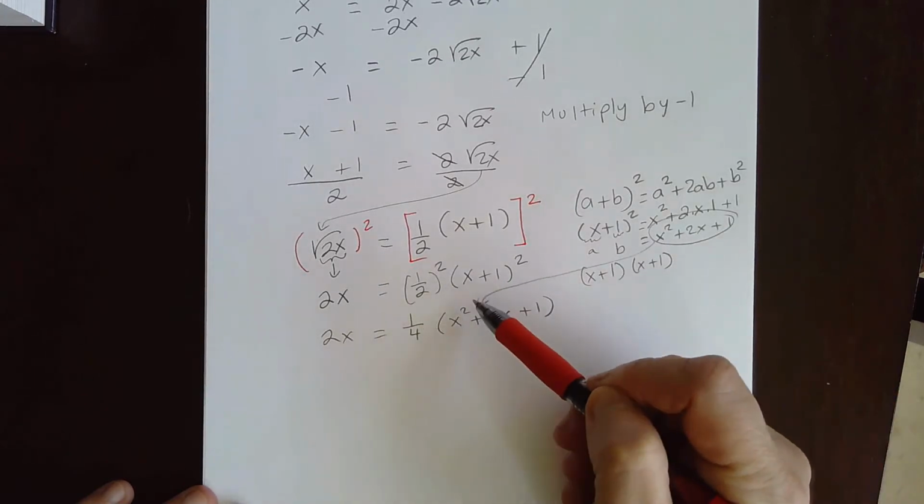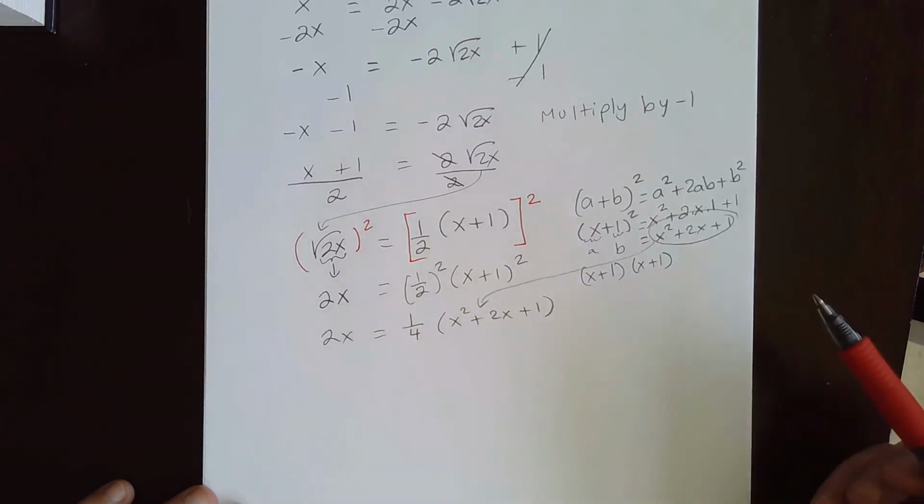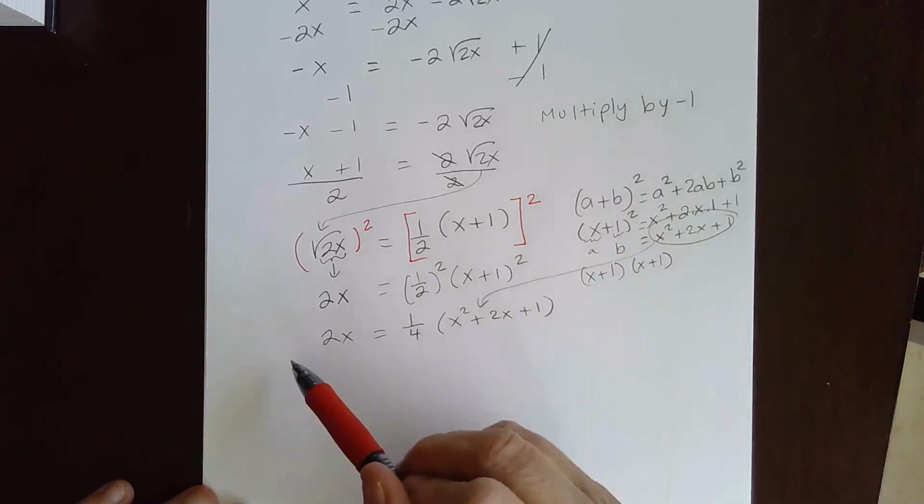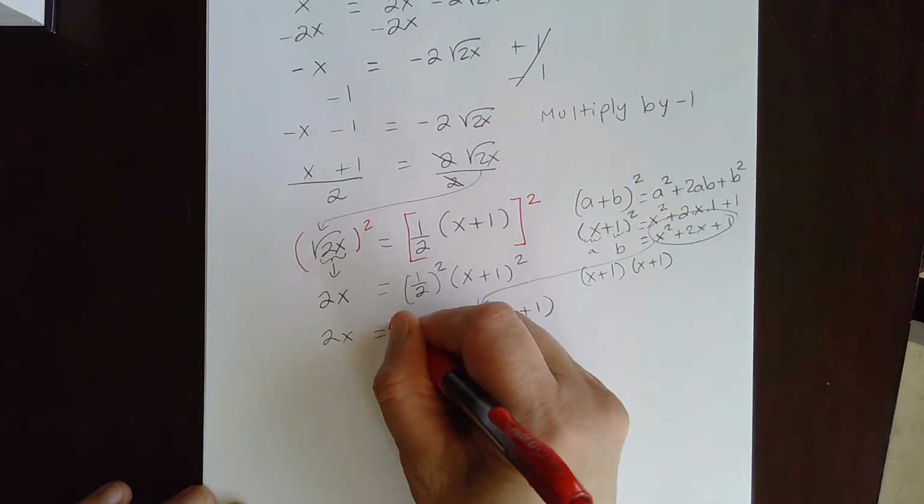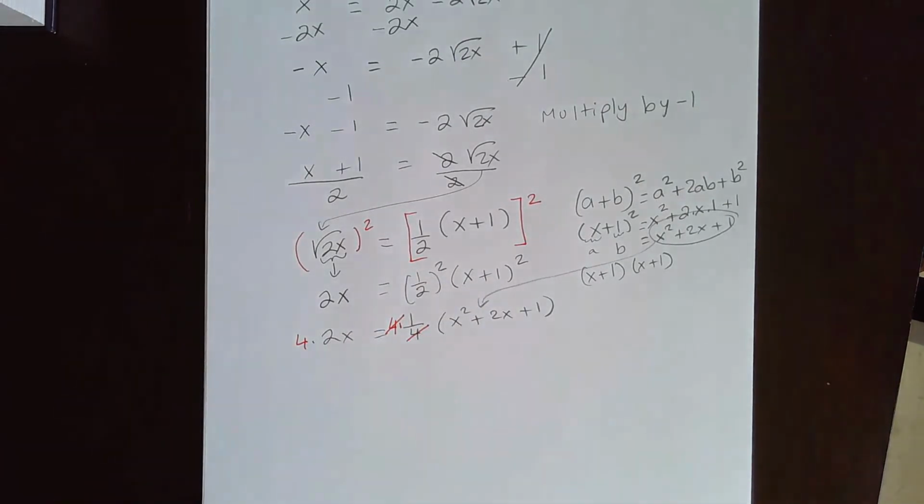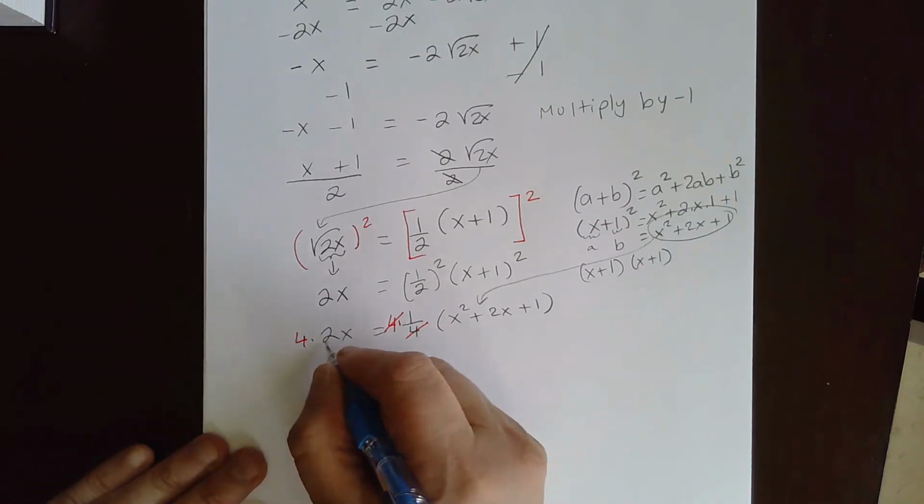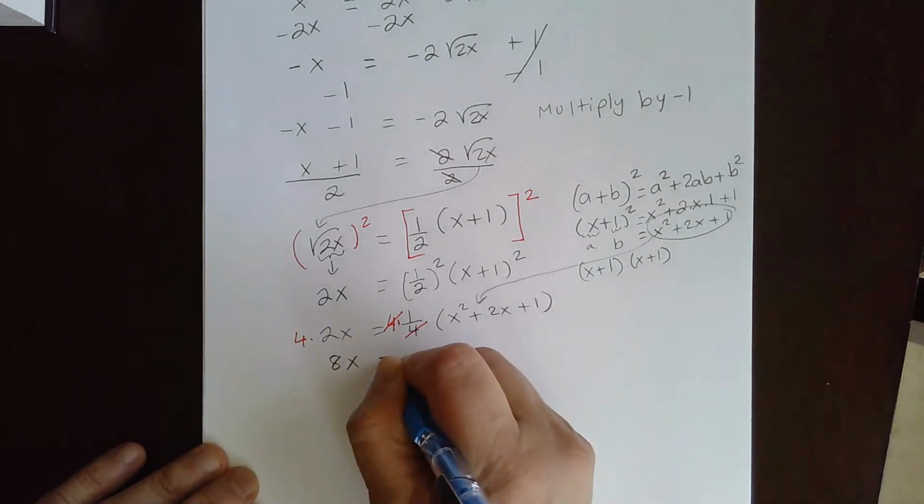You can, if you want, distribute the 1/4, but you'll notice that we're going to end up with a fraction. There is an easier way of dealing with this. If we were to multiply both sides by 4, then this 4 is going to cancel with this 4, and I'll get rid of the fraction. So what do we have left? We have 4 times 2x, that will be 8x equals 2.